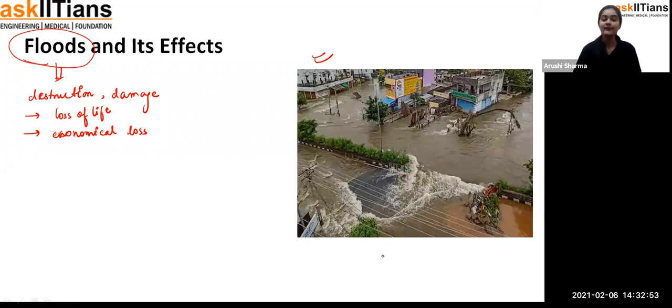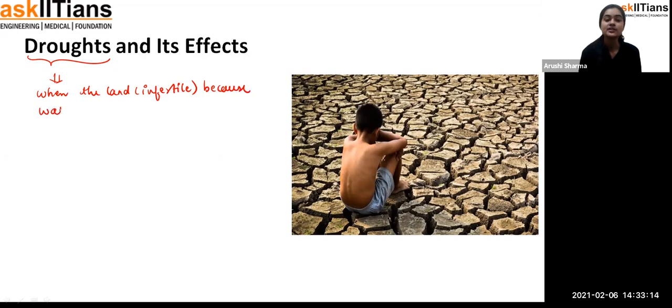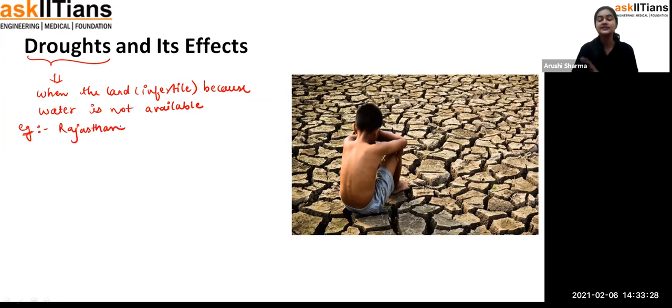Fine. Okay, so now we are going to discuss another disaster, that is drought. So students, drought is a condition when the land is infertile, that is, you can't grow crops here because water is not available, or the level of water is very low. For example, in India we observe this condition in some places of Rajasthan, where there is no water, not even a single drop. It is the result of no rainfall for a very long time.